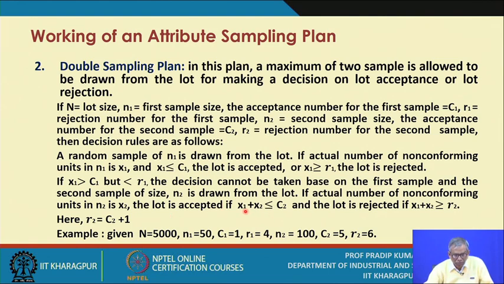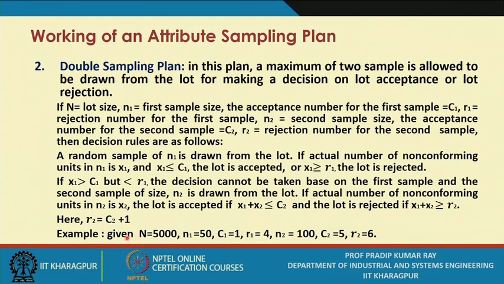But if you find x1 plus x2 is less than or equal to C2, then you are going to accept the lot at the second stage. Obviously, you cannot remain indecisive at the second stage. So that's why either you have to accept or you have to reject when you go to the second stage. So that's why R2 is equal to C2 plus 1.